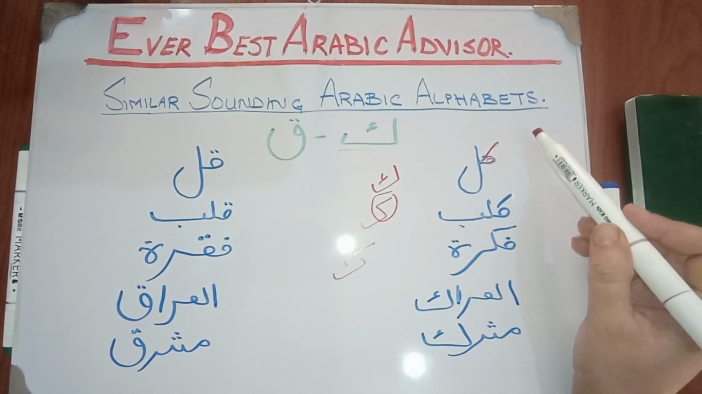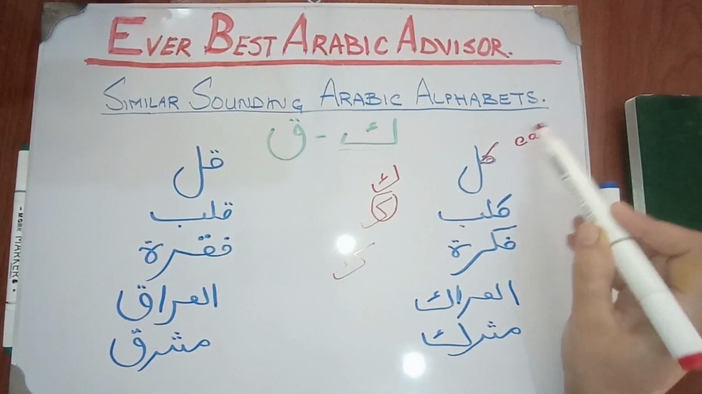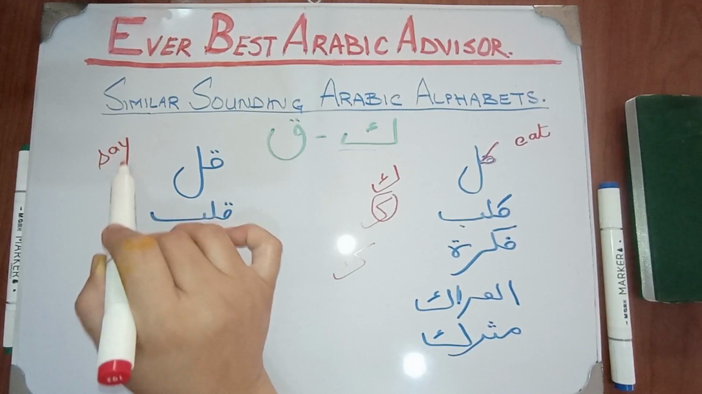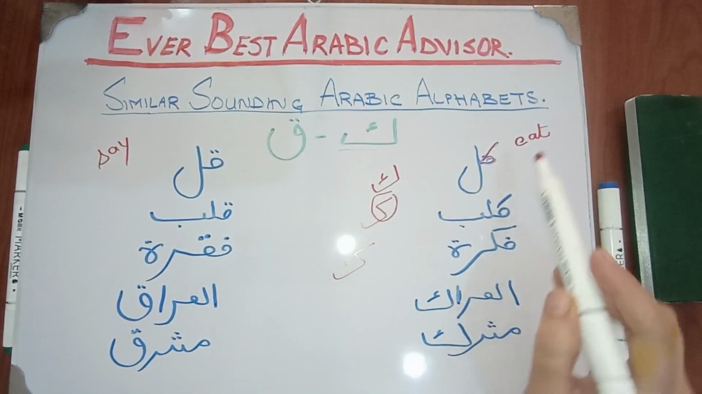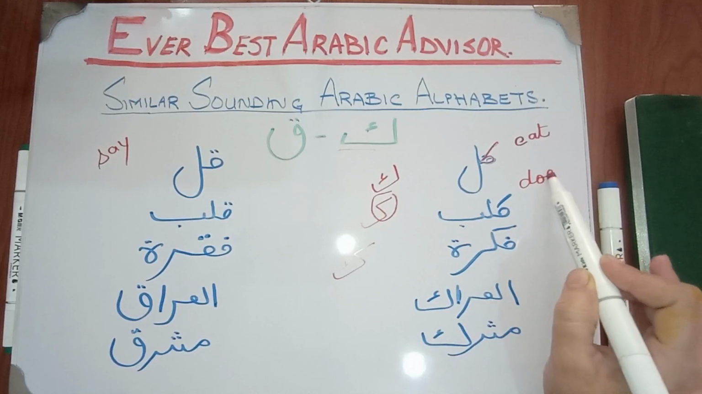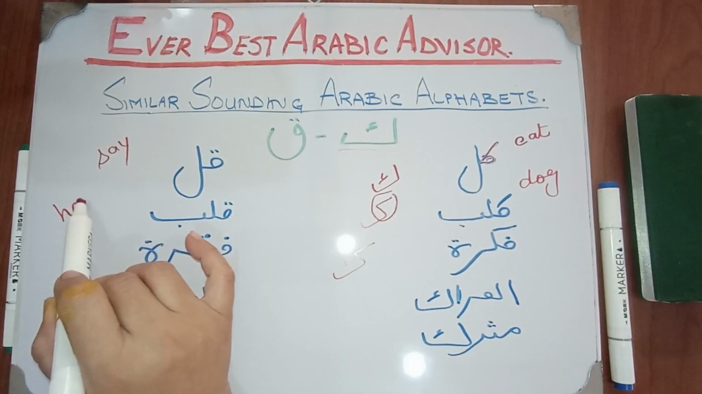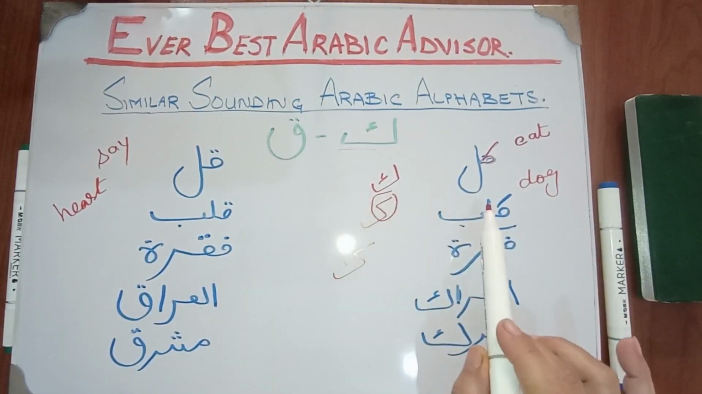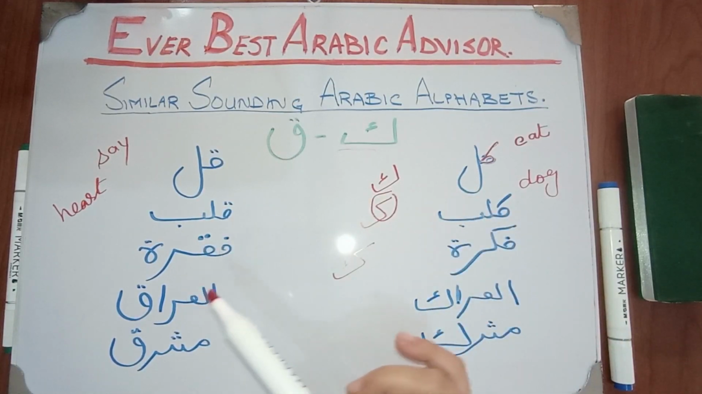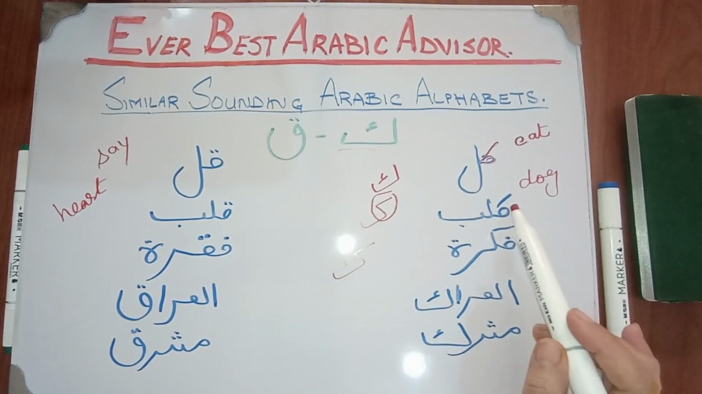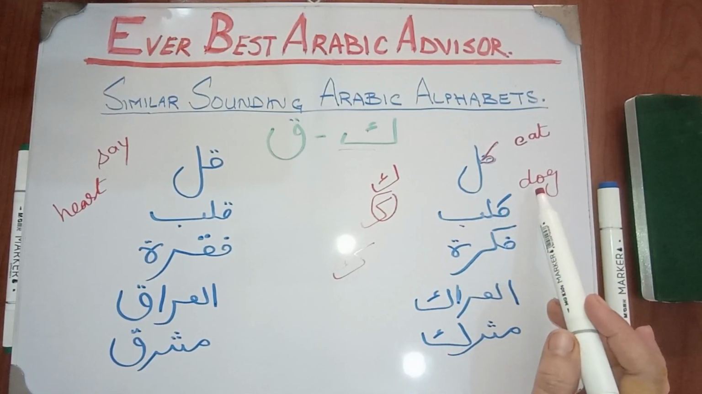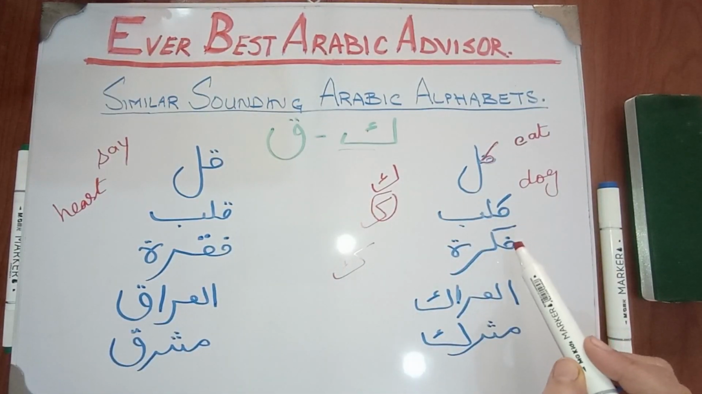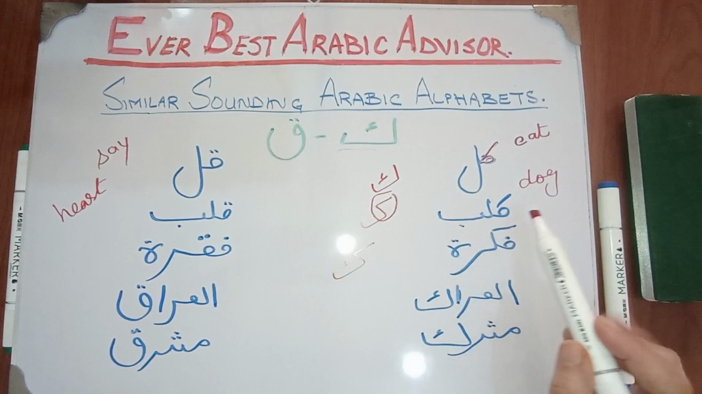Kul means eat, a light sound. Qul means say, a heavy sound. Kalb, dog. And qalb, heart. I hope you are noticing the difference: just by switching a letter from heavy to light, a new word is made, just like kalb is a dog and qalb is a heart. Fikra, idea.